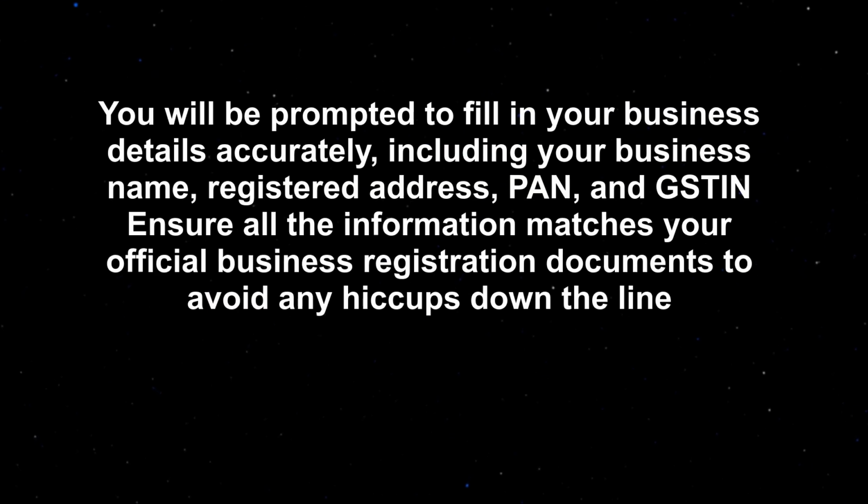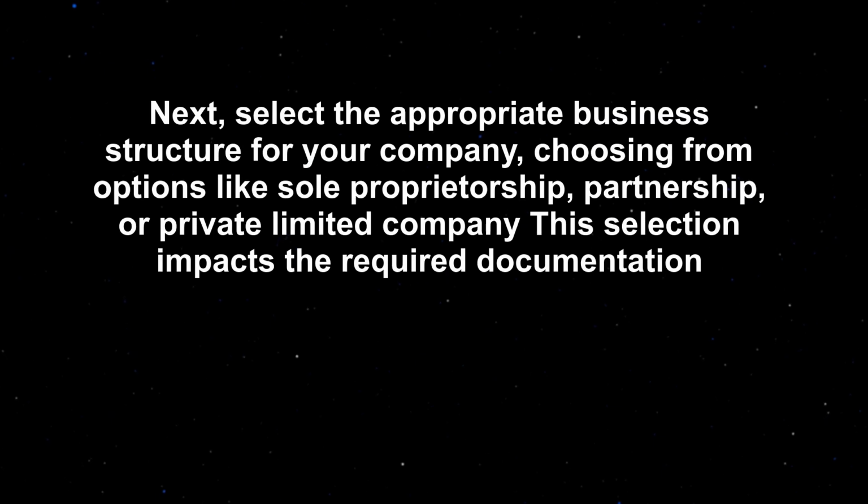You will be prompted to fill in your business details accurately, including your business name, registered address, PAN, and GSTIN. Ensure all the information matches your official business registration documents to avoid any hiccups down the line. Next, select the appropriate business structure for your company, choosing from options like sole proprietorship, partnership, or private limited company. This selection impacts the required documentation.